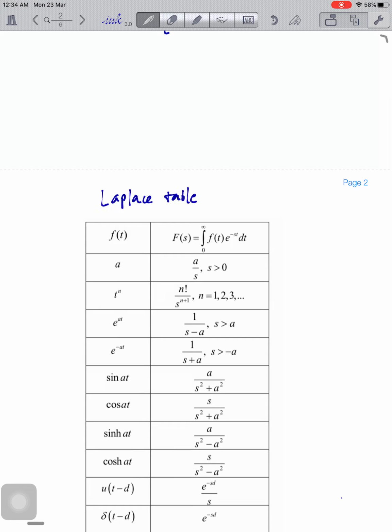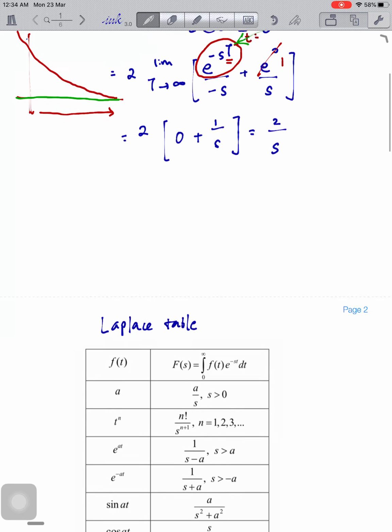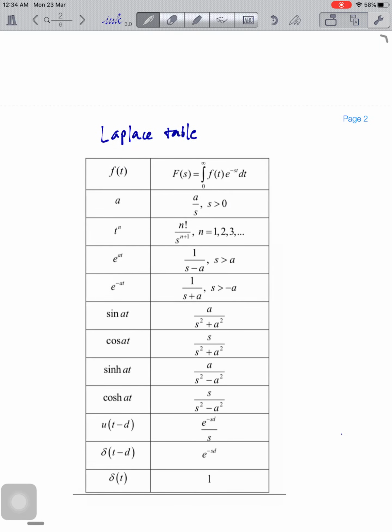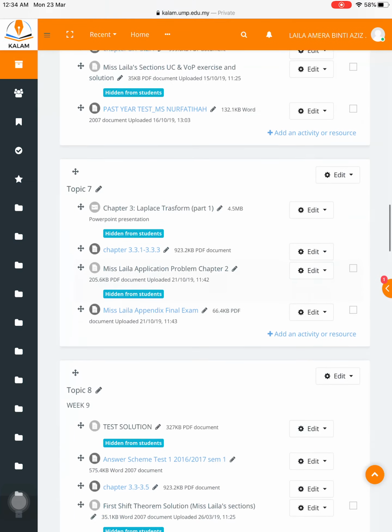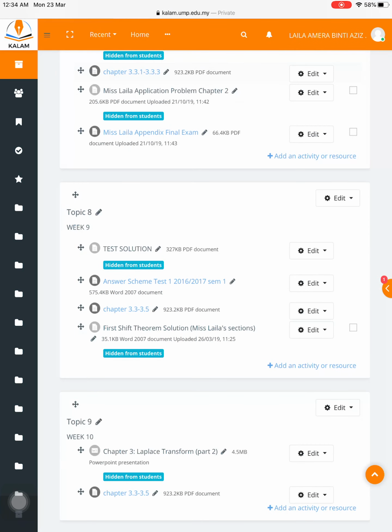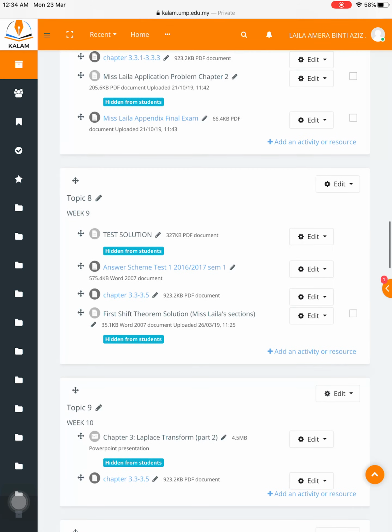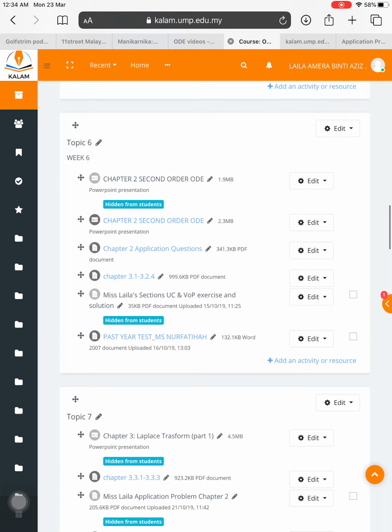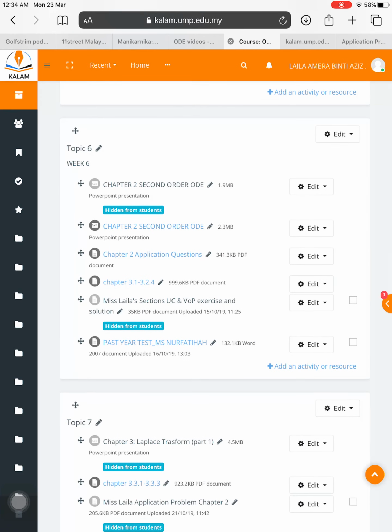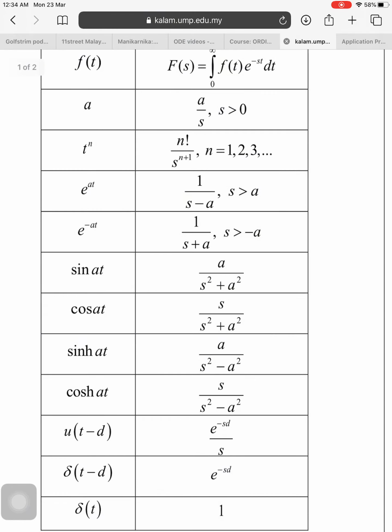You can find the table in your module, and I have also uploaded it on Kalam. You can just go over here, and this is the one, the Appendix Final Exam. Just click on it and download it. It's going to be very useful for you for chapter 3, chapter 4, and even chapter 2 as well, right? It's actually the appendix for a real final exam, and it looks like this.